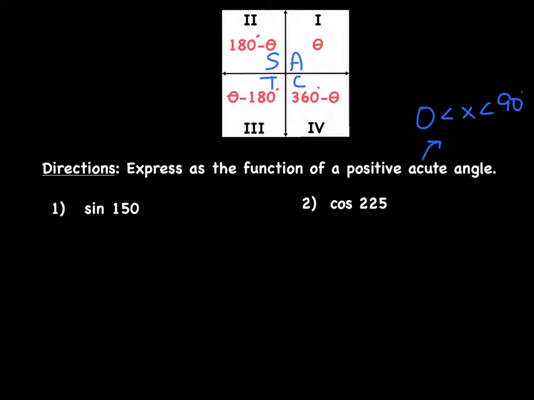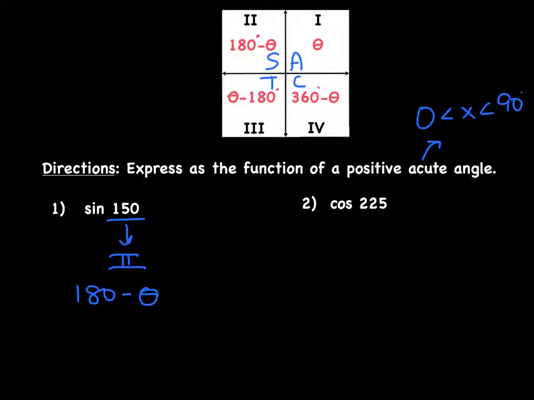All right, so if we want to find sine of 150 degrees, well, 150 degrees would be in our second quadrant. So let's apply our second quadrant rule. Our second quadrant rule says 180 minus theta.